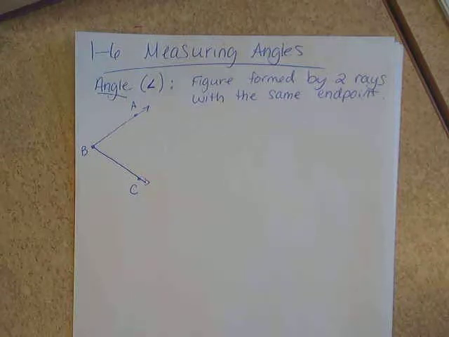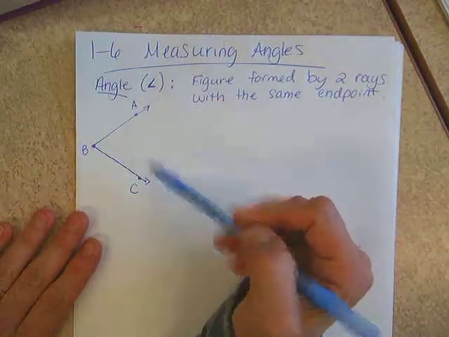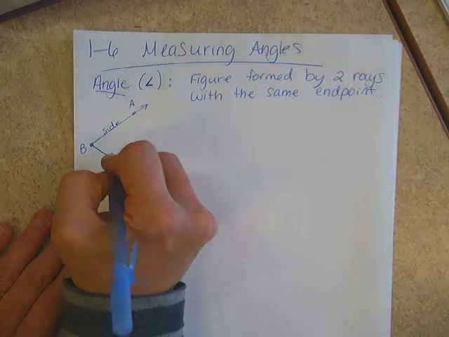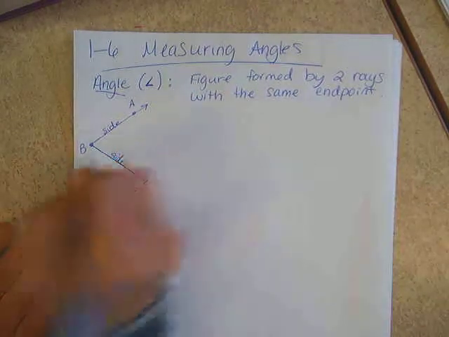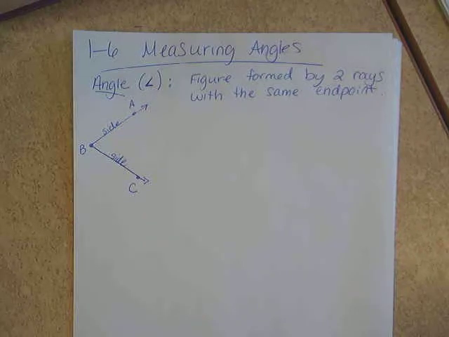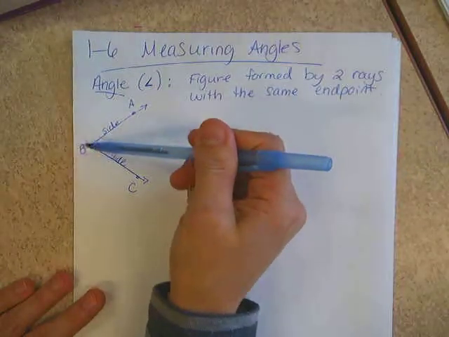Some parts of the angle that you should be familiar with. An angle has sides, so this is a side, this is a side, so the rays make up the sides of the angle. You can't have an angle without the two rays. The angle really is kind of the space in between, the measure. It's what we talk about.